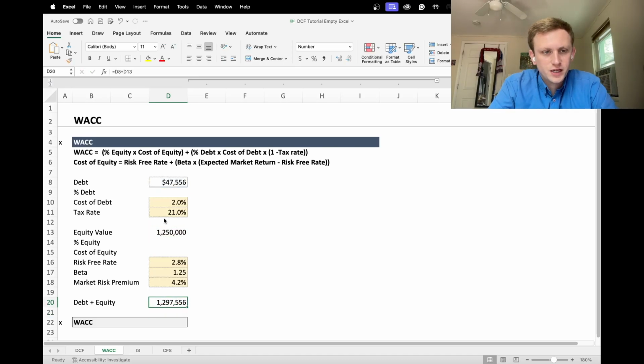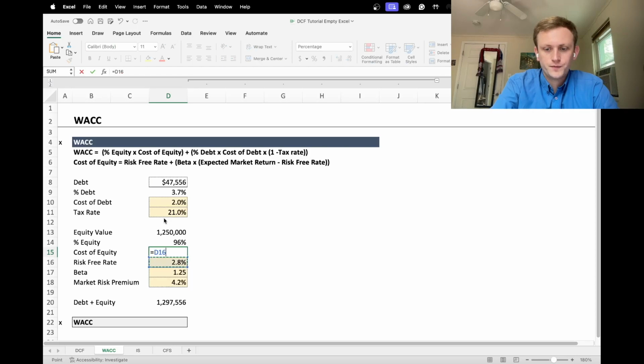Then the percentage of debt is debt divided by debt plus equity. And the percentage of equity is, again, equity divided by debt plus equity. And so the cost of equity is the risk-free rate plus the beta times the market risk premium. So let's do that.